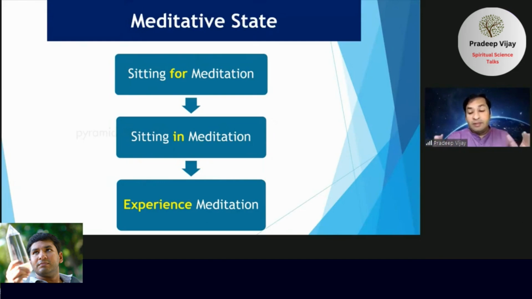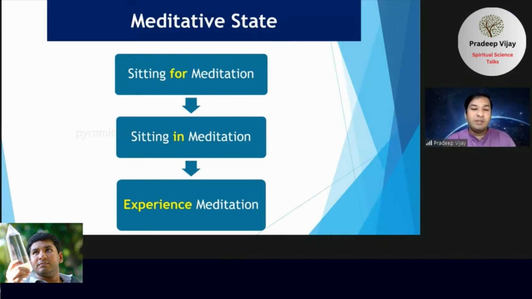So in the first stage, you are sitting for meditation. That means meditation is not happening, but you are making an effort to be with your breath. That is the first stage. In the first stage, the breath exists. You are aware of your breath, and also you are aware of your thoughts. You cut the thoughts, come back, cut the thoughts, come back. Both exist. Your thoughts also exist, your breath also exists. This is the first stage.